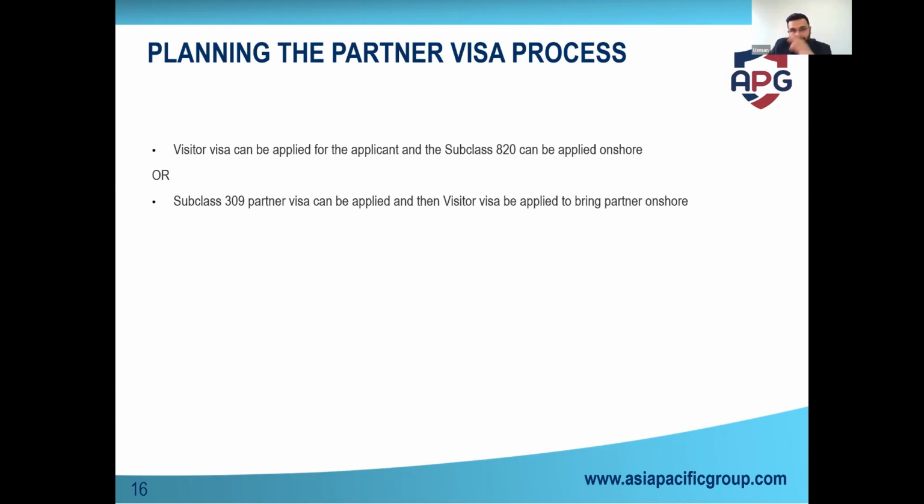So that's why it's easier. You get a 309 first and apply for that. And while that processing is going on, you apply for a visitor visa and bring your wife or your husband to Australia. So that's the easier way to do it, especially if they're from Asian, African, or South American countries.